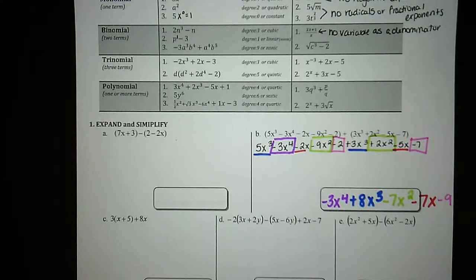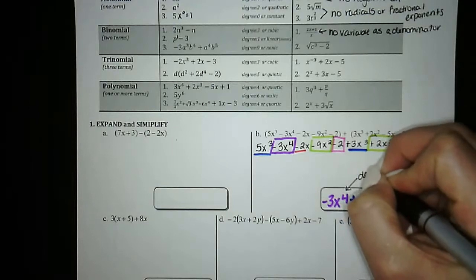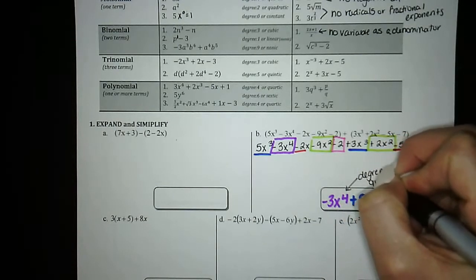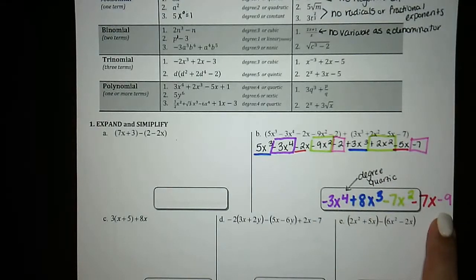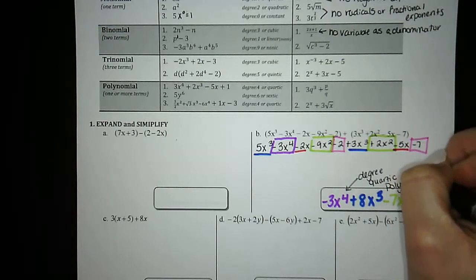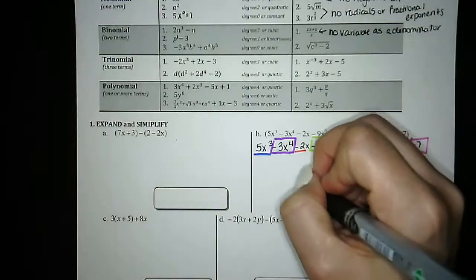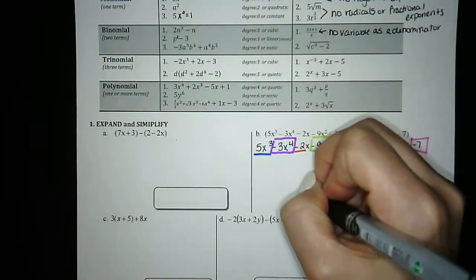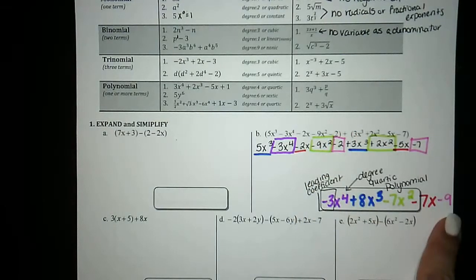Okay, if we talk about this, we have a degree of 4. So this is a quartic. This is the degree. And this is a quartic. And then I have more than 4 terms, 4 or more. So this is just labeled as a polynomial. The number with the degree, this is our leading coefficient. And all of these behind it are just called coefficients. They're the numbers in front of variables.